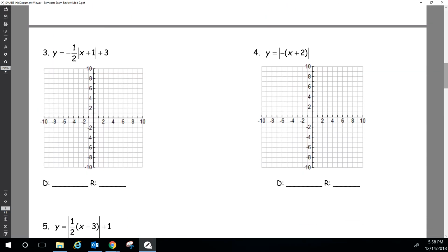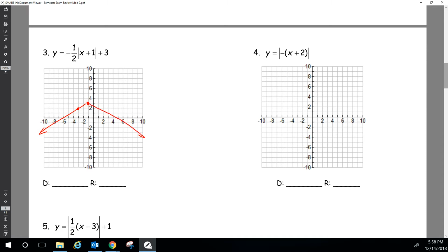Number 3, my quote-unquote vertex is at negative 1, positive 3. I'm going to go to the left 1, up 3. And there's my point at negative 1, 3. We're opening down, this time at a rate of 1 over 2. So I'm going to go down 1 over 2, down 1 over 2, like so.